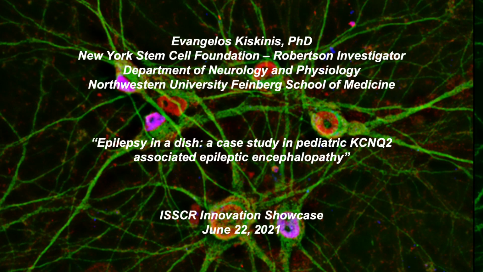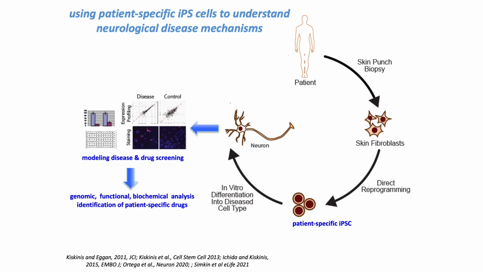Thank you for that kind introduction and invitation. I'm really happy to be here and talk to you about our efforts to establish models of pediatric epilepsy using induced pluripotent stem cells with the goal of understanding disease mechanisms and hopefully contributing towards the development of effective therapeutics for these devastating syndromes. So in my lab, we're focused on establishing human-based models of neurological and neurodegenerative disease.